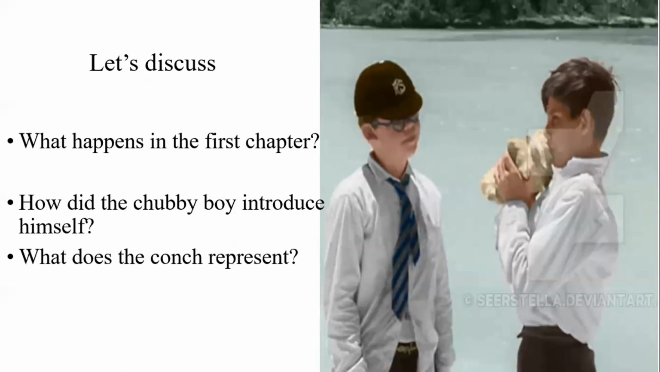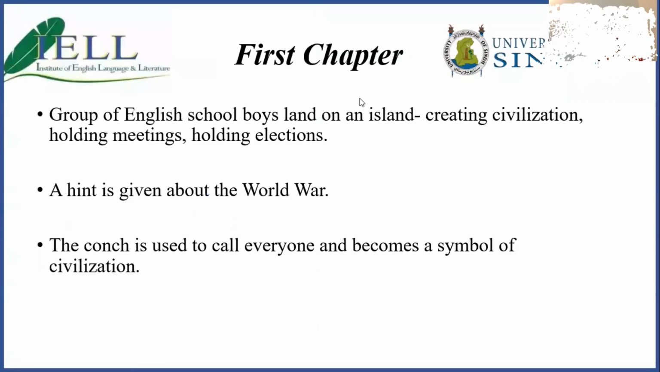Let's discuss what happens in the first chapter. How did the chubby boy introduce himself, and what does the conch represent? All right, so what happens in the first chapter is that there are a group of English schoolboys who land on an island, and they're trying to create civilization by holding meetings and holding elections.